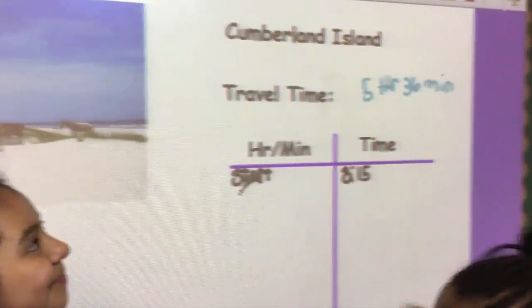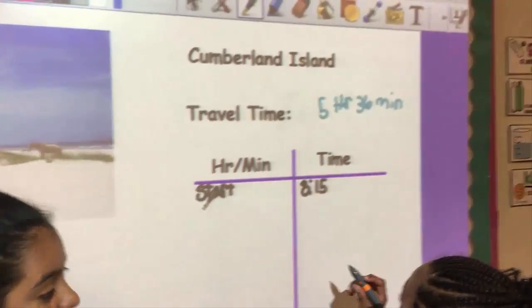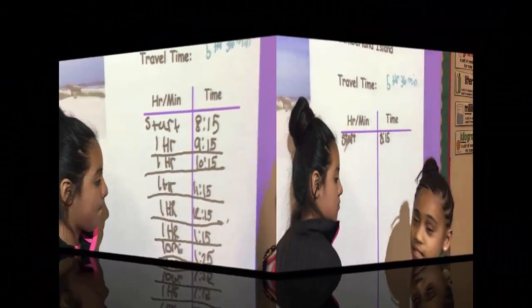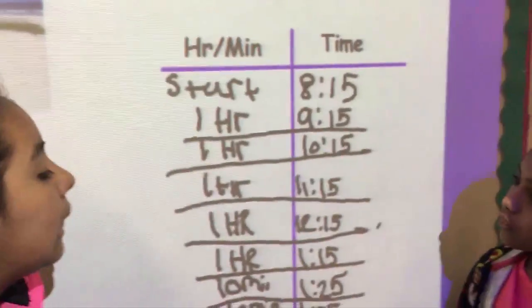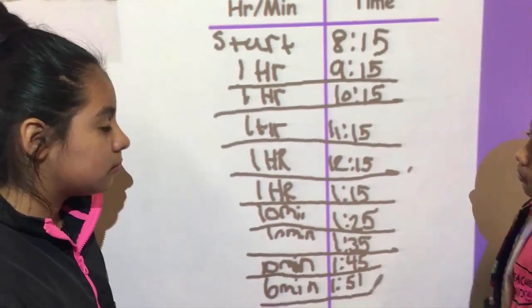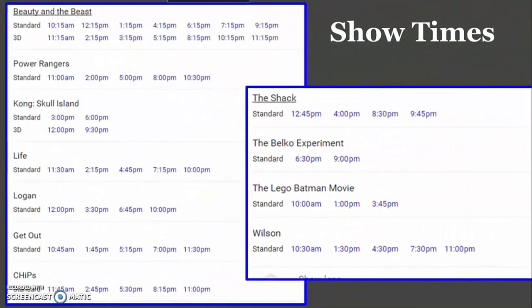Where are you girls going, and how long is it going to take to get there? To Camerland Island. How long it's going to take is 5 hours and 36 minutes. If we leave at 8:15 in the morning, is that AM or PM? AM. And what happens when we get to 12:15? It's PM.